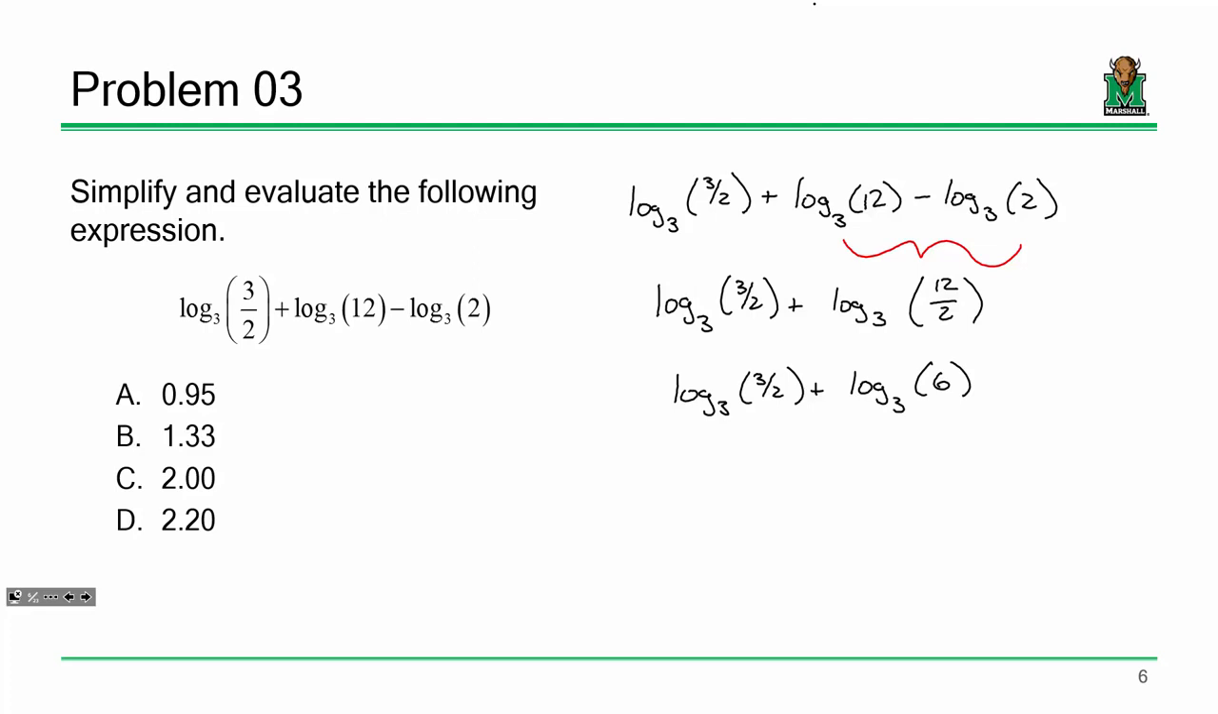Right? So, pop quiz. If I have a difference and I turn those into a quotient, what am I going to do with these 2? Multiply them together. So, taking these 2, it's going to be the base 3 logarithm of 3/2 times 6, which is the base 3 logarithm of 18/2, or 9.